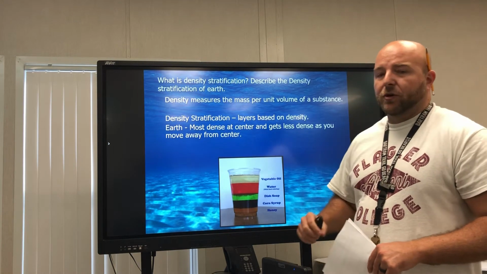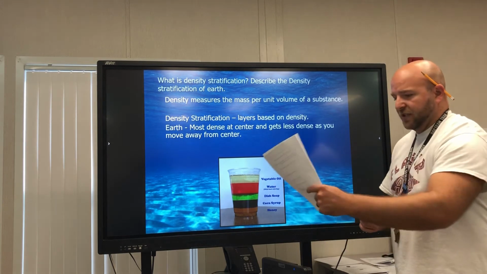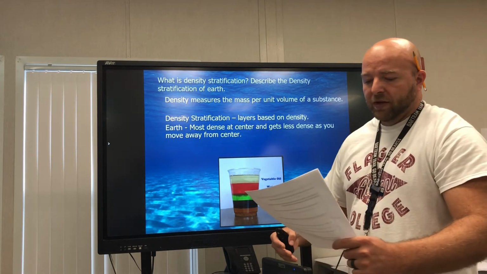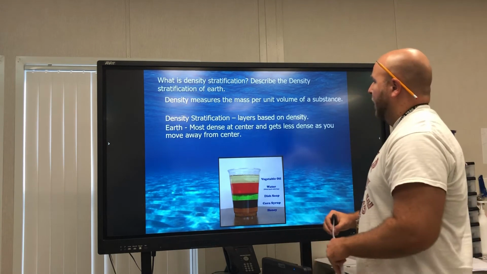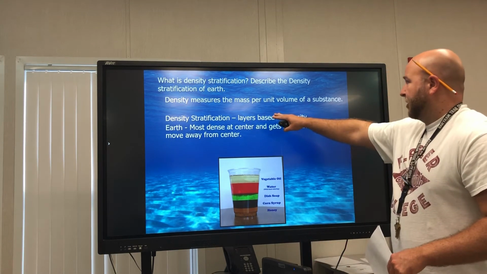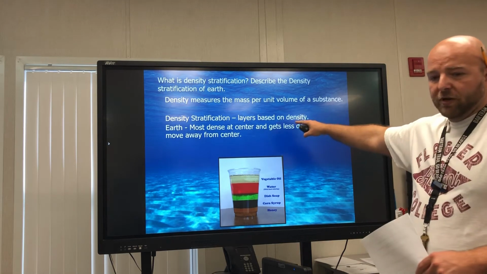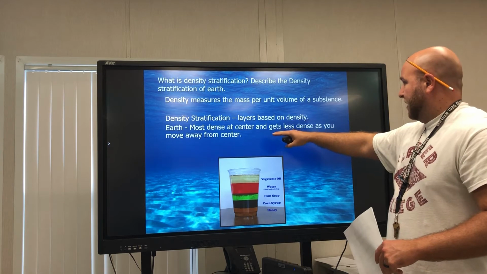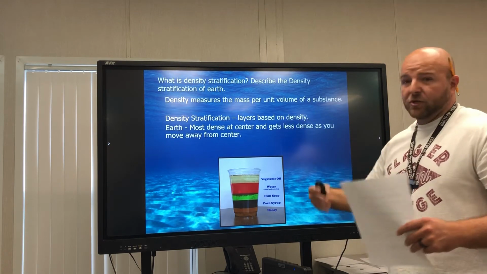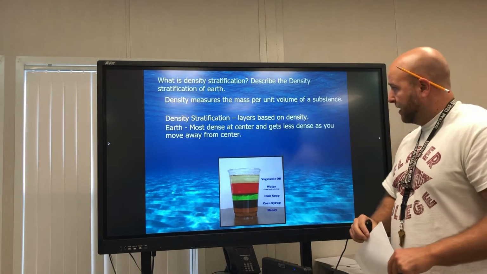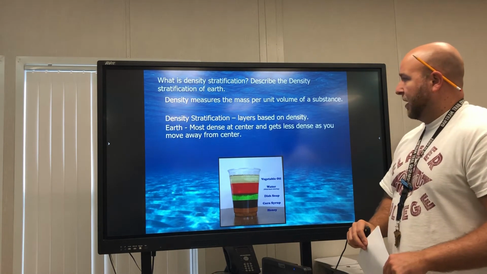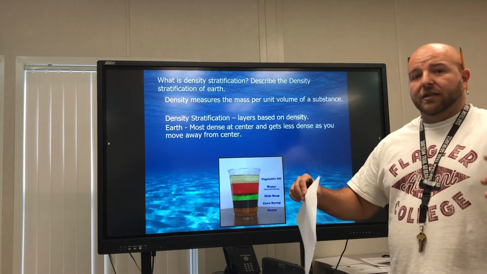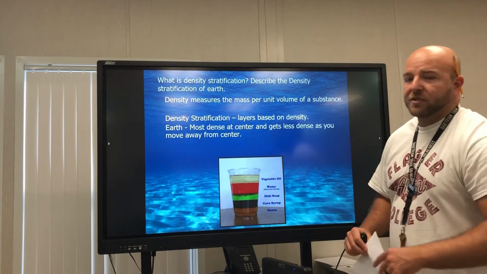So here we come back to our term density. This is answering number 4. What is density stratification? Describe the density stratification of Earth. So density is measured in mass per unit volume of a substance. And the density stratification of Earth is based on layers. Density stratification is the idea of there being layers. And Earth is most dense at the center, and then the layers get less and less dense as you come out from the center of Earth.